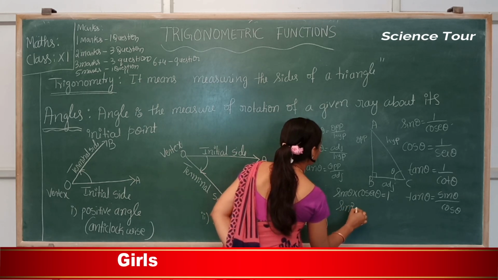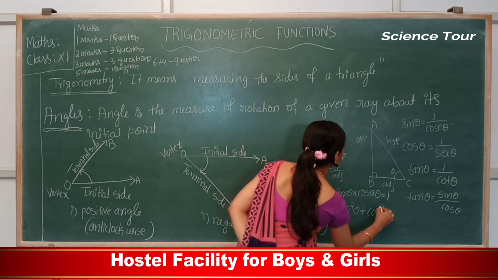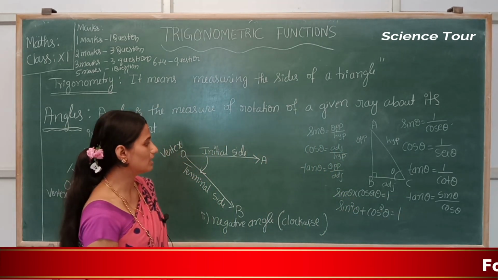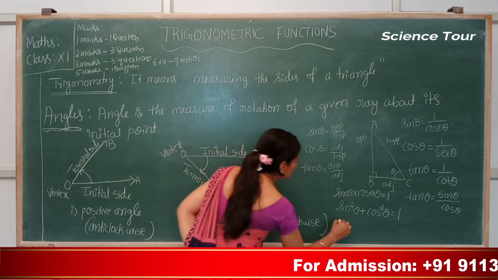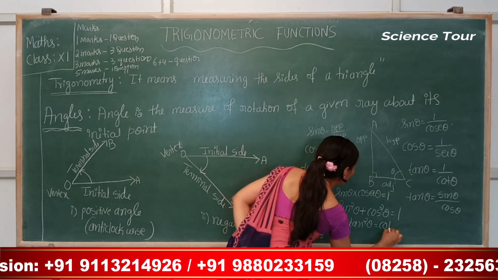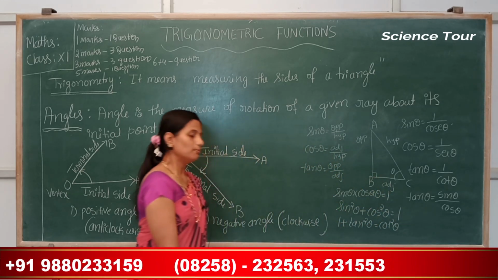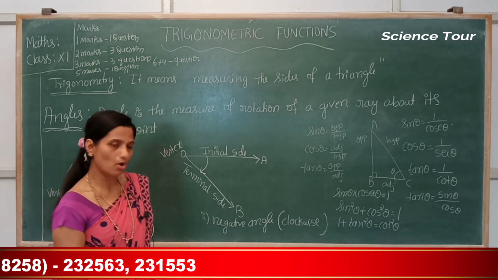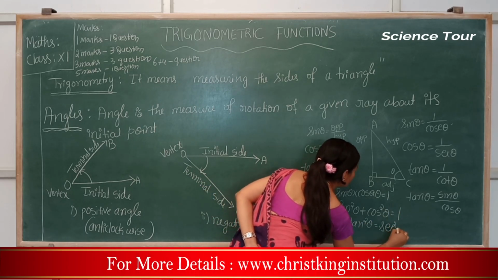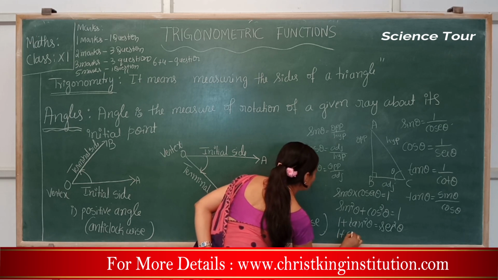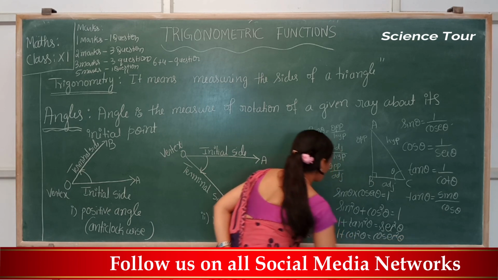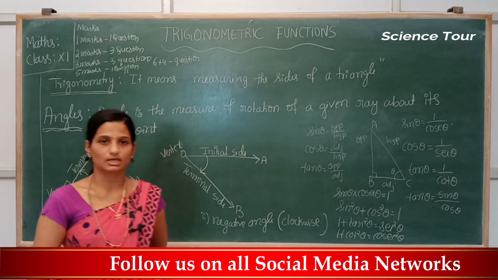Sin square theta plus cos square theta is equal to 1. Next is one more: 1 plus tan square theta is equal to secant square theta. Next, 1 plus cot square theta is equal to cosecant square theta.